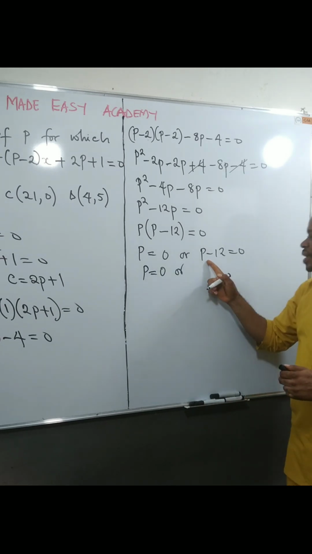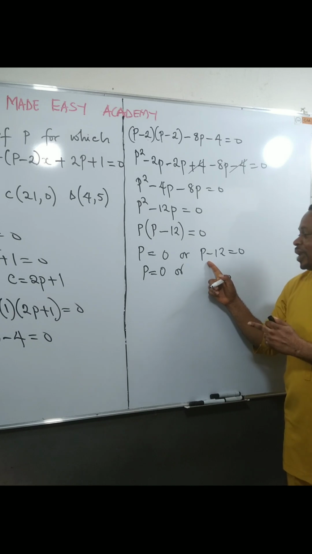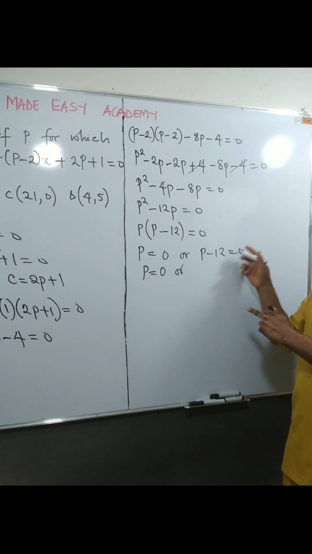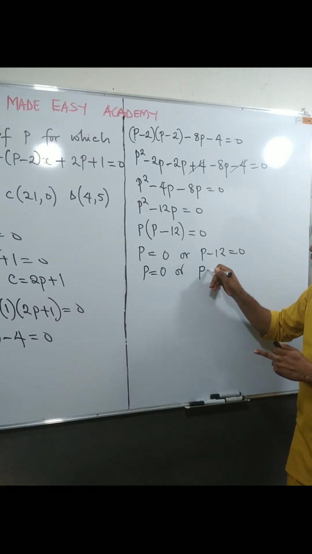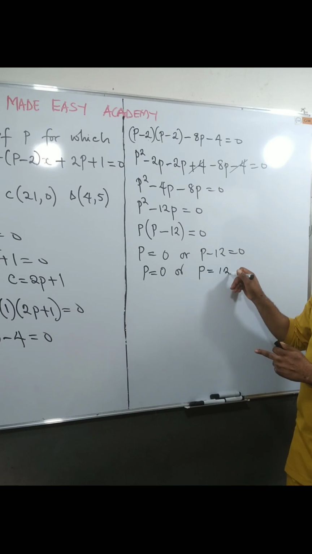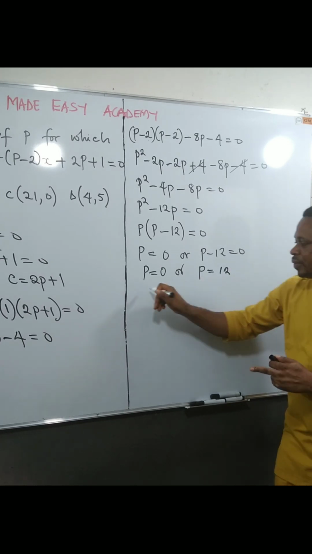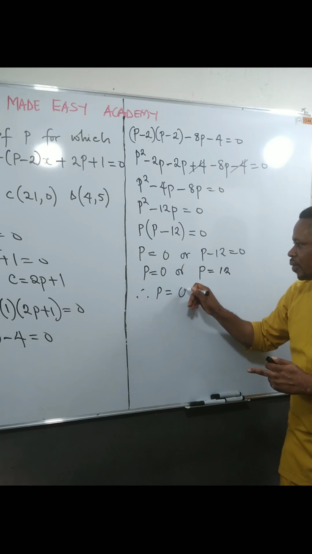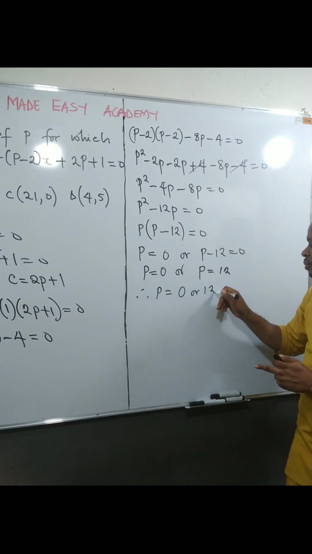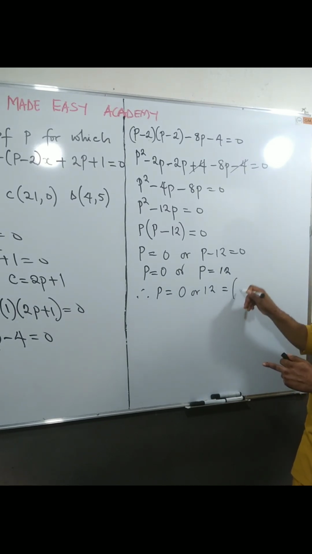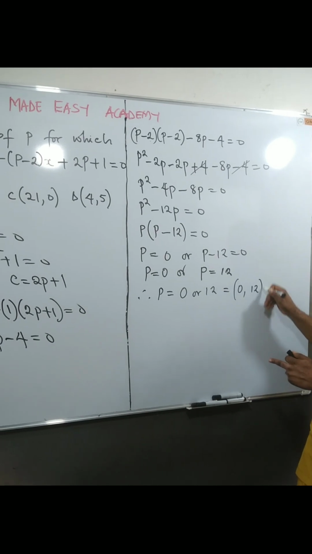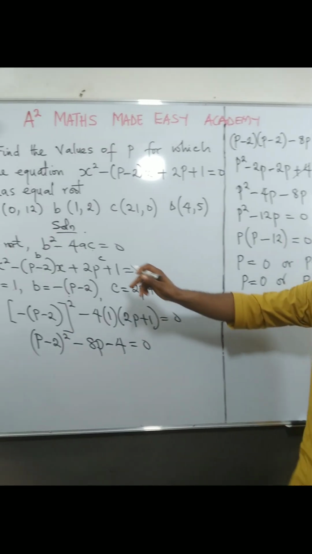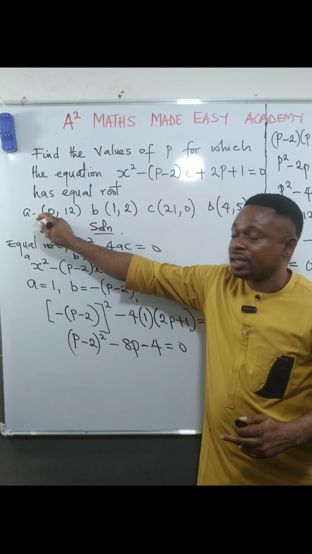Now finally, p is equal to 0. Or from here, I can make p the subject of the formula. I will take minus 12 to the right hand side so that p will be alone, which is equal to 12. Therefore, the value of p is 0 or 12. So if you observe the options, we have something like 0 and 12. Do you have anything like that? Let's go to the options. Now the correct answer in the options is option A.